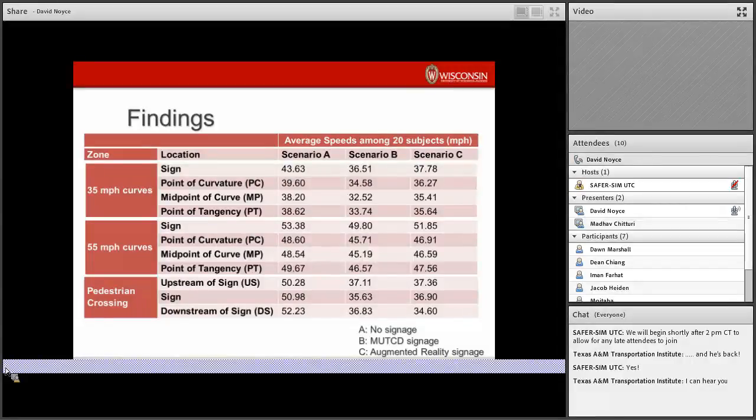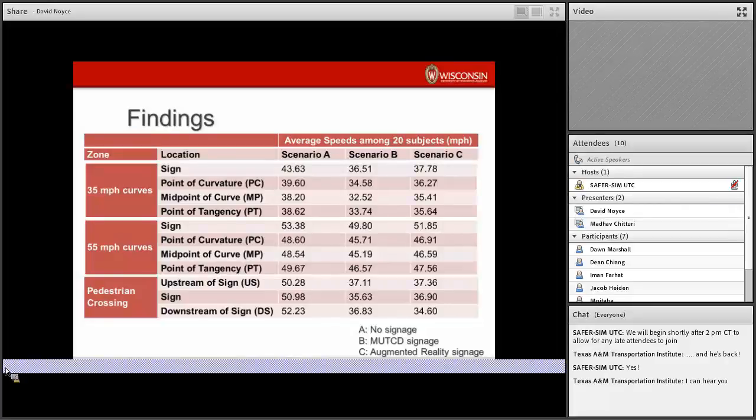So what I mean by that is recall that scenario A was the scenario with no signage. Scenario B was the MUTCD based signage, and then C augmented. As a first snapshot, what we were interested in here was how drivers operated within these scenarios when there was no signage, so you're operating in the so-called free flow type environment and driving at a level of comfort, versus when we had some traffic control in place to help guide them. And as you can see across the board under scenario A, drivers tended to go a little bit quicker through the scenario than when there was some traffic control in place.